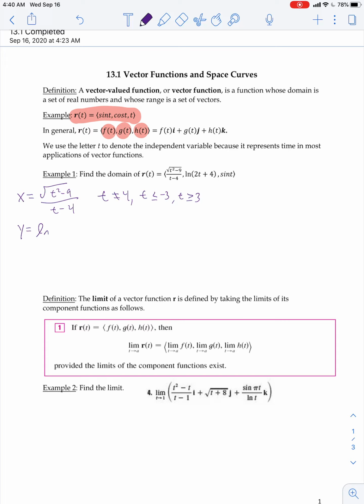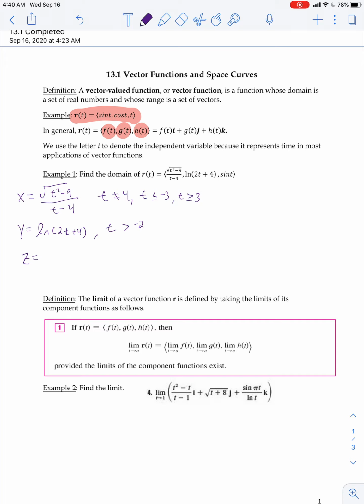Our second component is y, and that function is the natural log of 2t plus 4. Because we have the natural log, we can't take the natural log of a negative value or 0. And so that means our domain is defined by t is greater than negative 2.